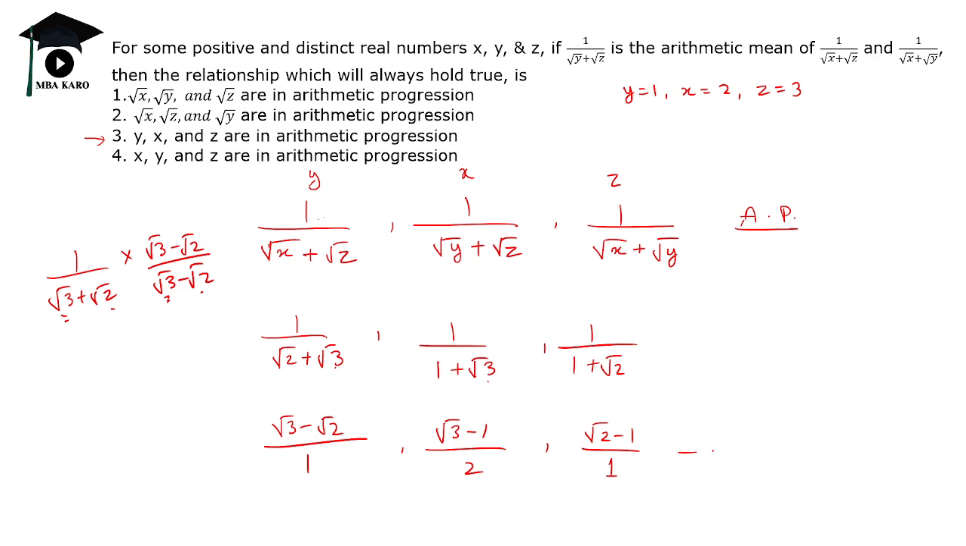Now let's check if they are in AP. If you add these two, root 3 minus root 2 plus root 2 minus 1, and divide by 2, we get root 3 minus 1 by 2, which matches the middle term. So that means these three are in AP. Hence our answer is option 3.